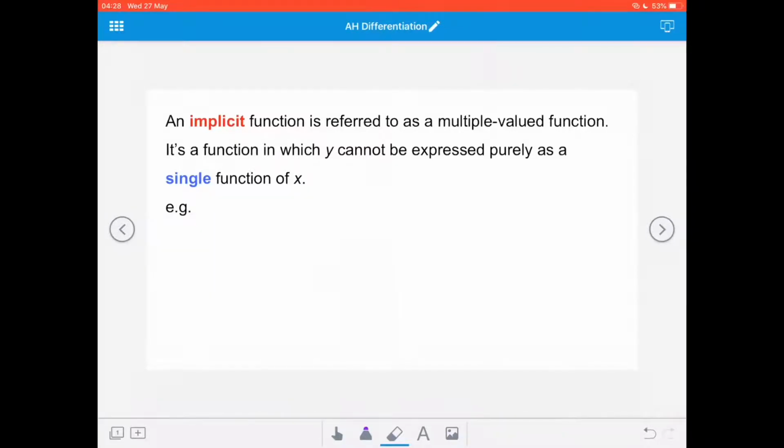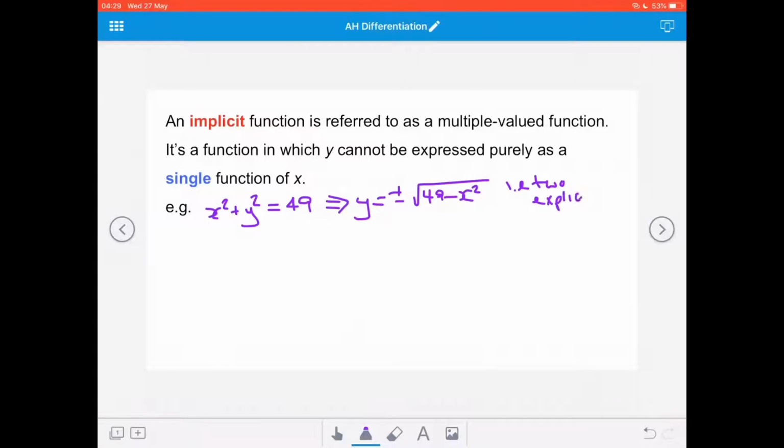So for example, if we look at x squared plus y squared equals 49, if we rearrange that and change the subject to y, we get y equals plus or minus the square root of 49 minus x squared. And you can see here we've got two explicit functions. We've got positive the square root of 49 minus x squared and negative the square root of 49 minus x squared as our values of y.